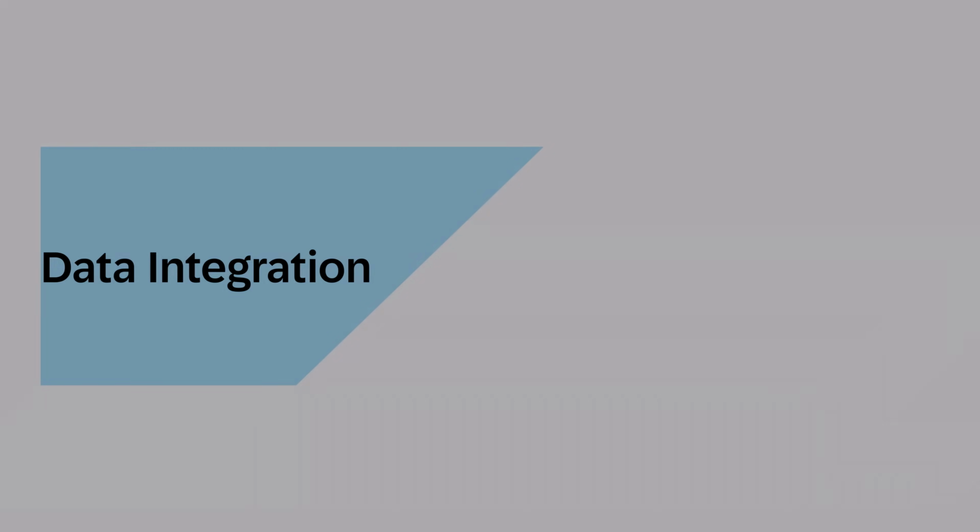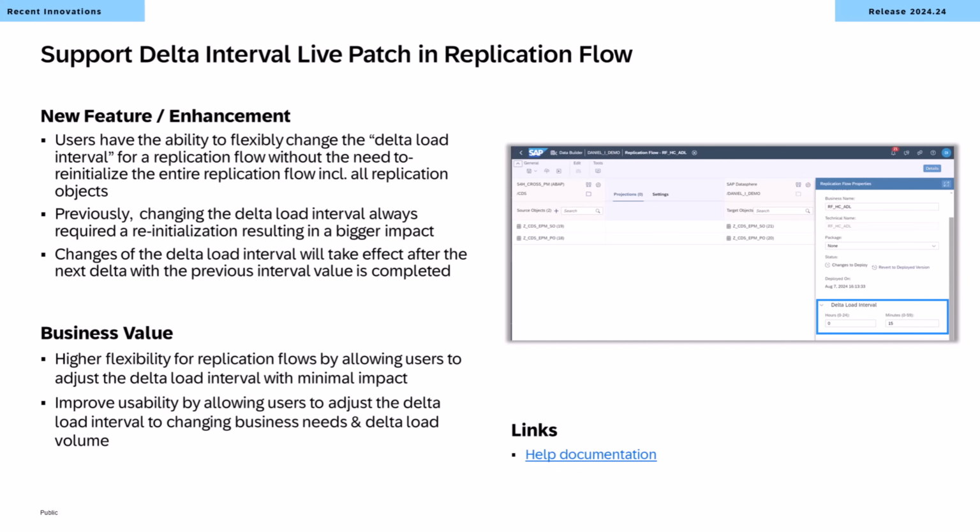Over to you guys. The topic that I want to talk about today with this user story is what we call the delta interval live patch in the replication flow. In the end, it is about improving the flexibility for users to adjust the delta load interval in the replication flow, which is per default 1 hour, without forcing customers to reinitialize the entire replication.